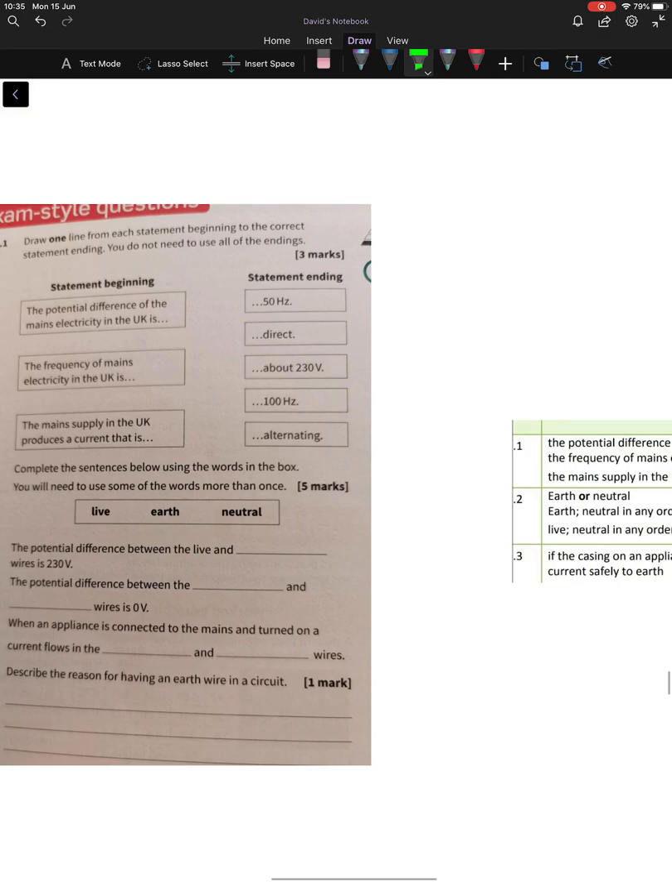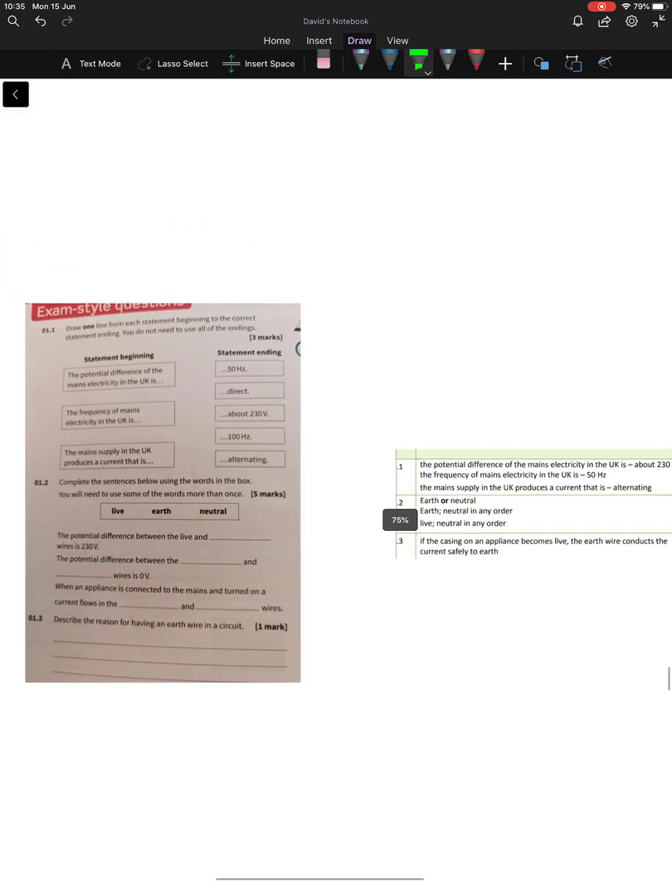Right, you should have had a go at this and unpaused the video. So if you've had a go at this, mark your answers for me now. For number 1, matching. The potential difference of the mains electricity supply is about 230 volts. The frequency of mains electricity in the UK is about 50 hertz. The mains supply in the UK produces a current that is alternating.